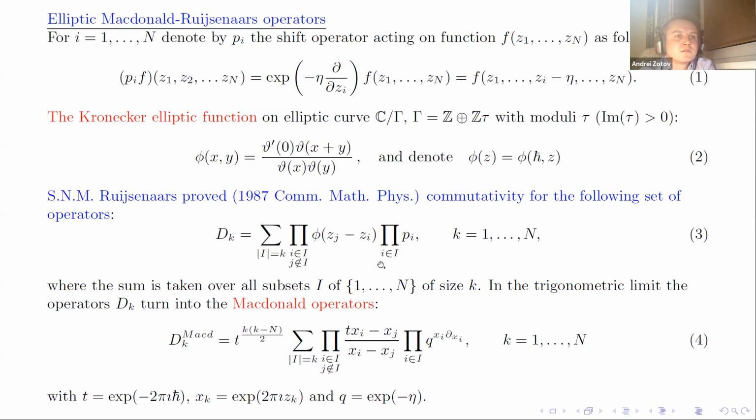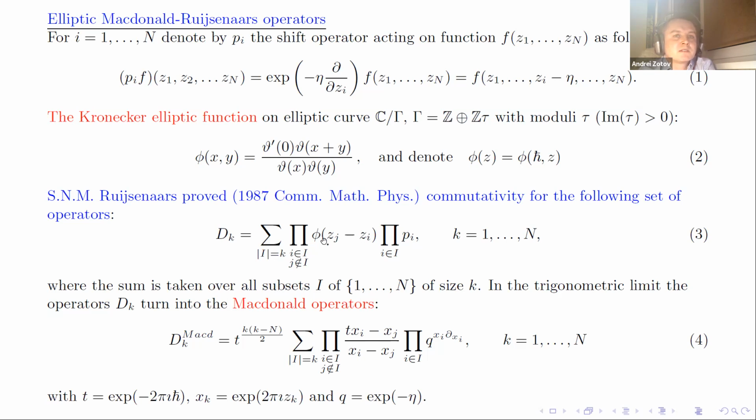Consider the following set of operators. These operators are called the elliptic Macdonald-Ruijsenaars operators, and these operators commute. Here, the sum is taken over all subsets I of indices from 1 to n. And here is the product of shift operators and some products of phi functions.